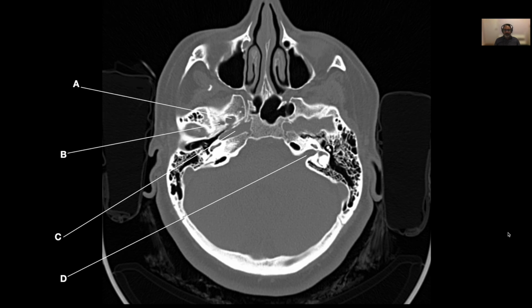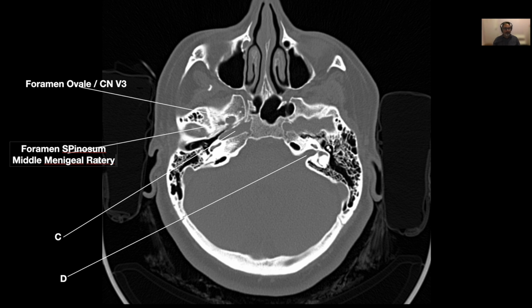All right, let's keep going further down. That's A, and that's B. And what goes through it? And what is it called? Correct, the mandibular branch of the trigeminal. Mandibular, yep. V2 is the maxillary. That goes to the pterion then.